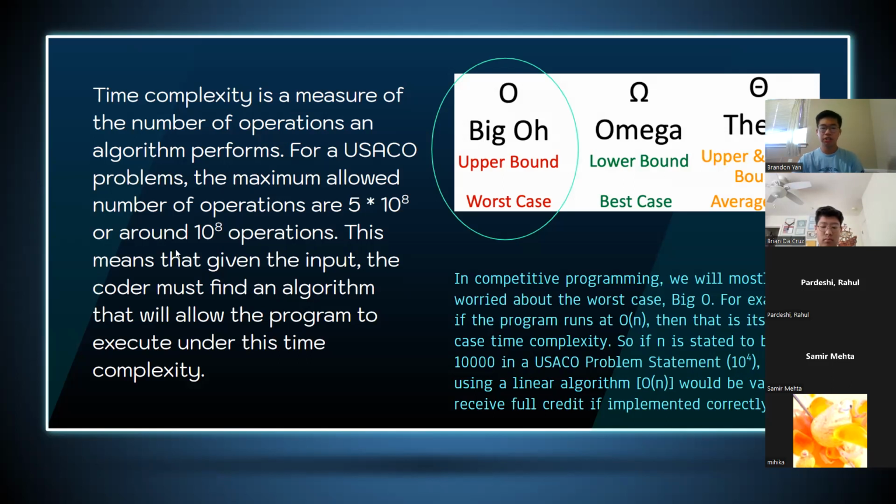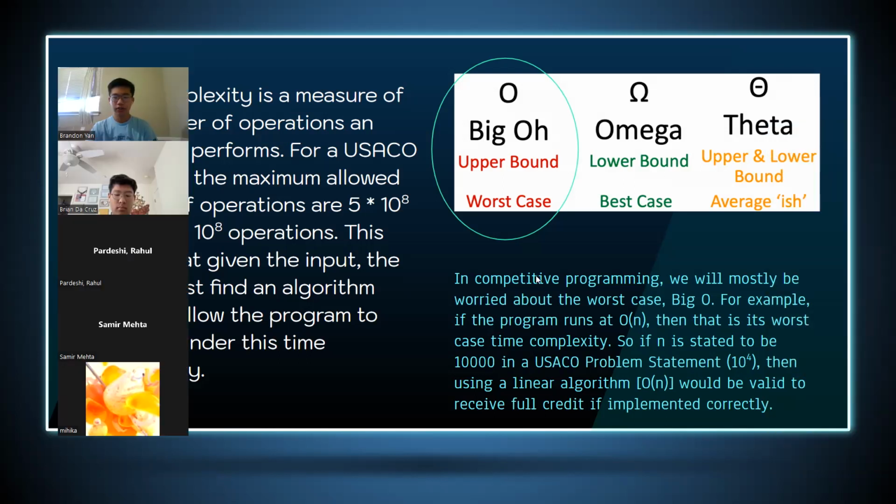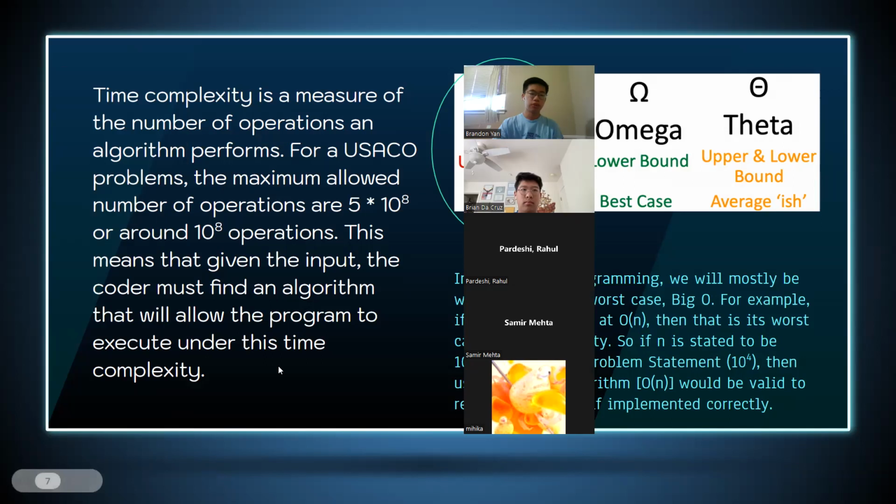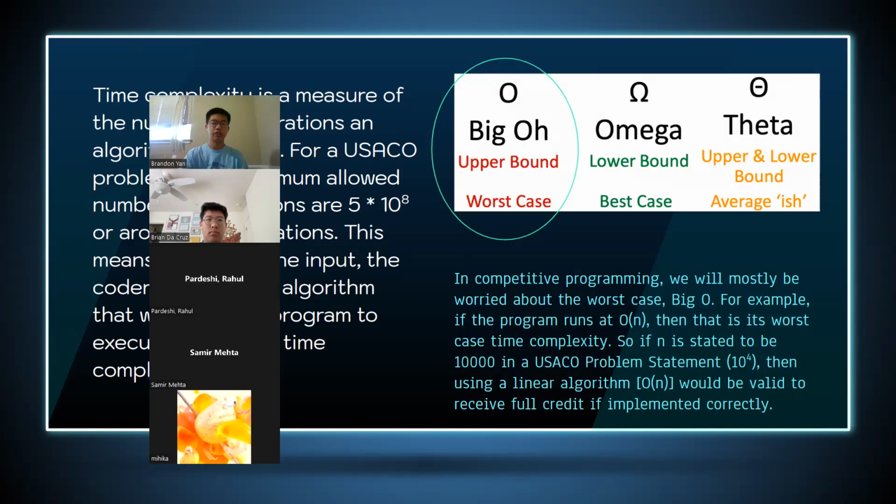So what this means is, let's say I have an n of size 10,000. That's 10 to the 4th. If I used a linear algorithm, which is O of n, then that would just be n itself. So that would run in 10 to the fourth time, which is less than 5 times 10 to the eighth operations. So before you implement, you always want to make sure that it fits under this time complexity restriction. Then you can try to implement it, because it could potentially be a valid solution.